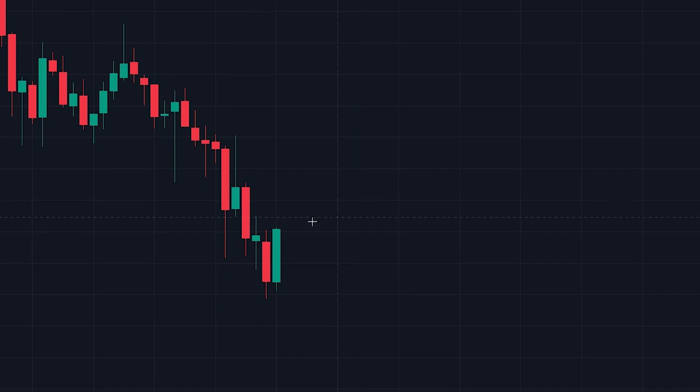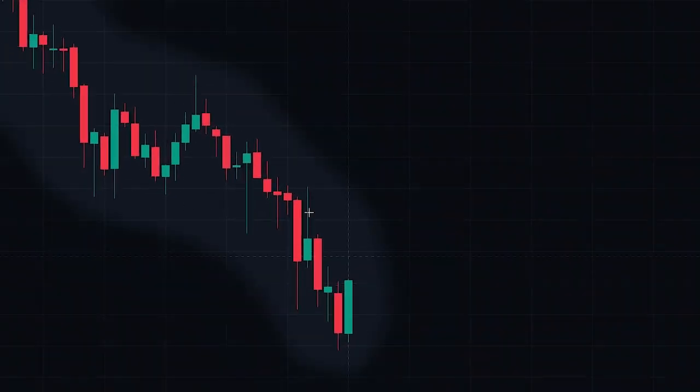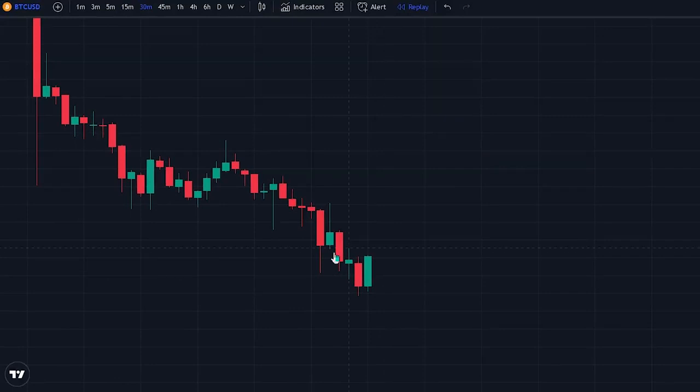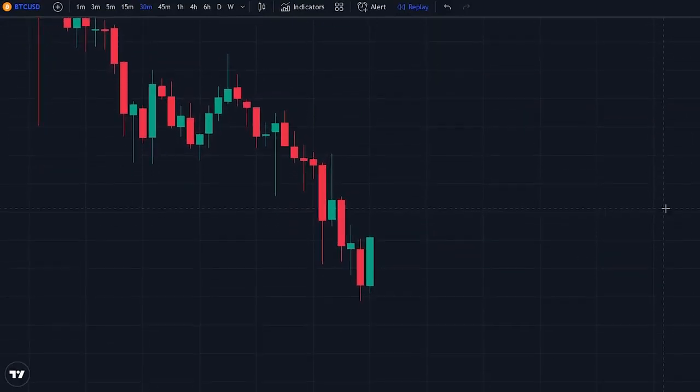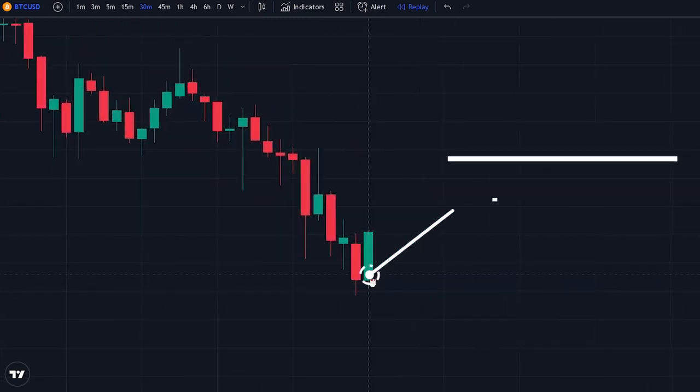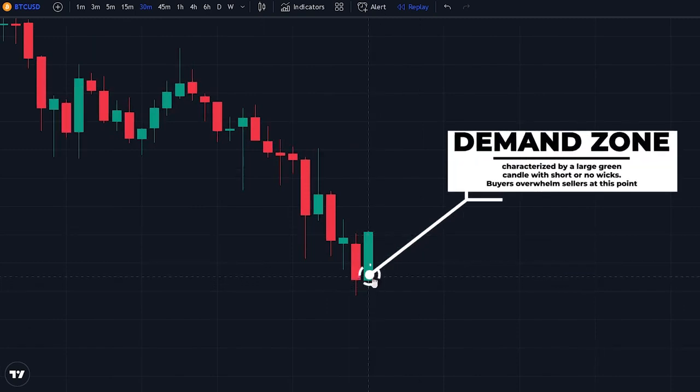In order to spot a demand zone, traders typically look for a downtrend in the market, which is characterized by a series of lower highs and lower lows. When a large amount of buy orders are filled in the market, this can cause the price to make a sharp move to the upside. We can spot this by looking for a large green candlestick on the price chart, which is often accompanied by small or no wicks. This large green candlestick represents the point where buyers have overwhelmed sellers, leading to a significant upward movement in the price.